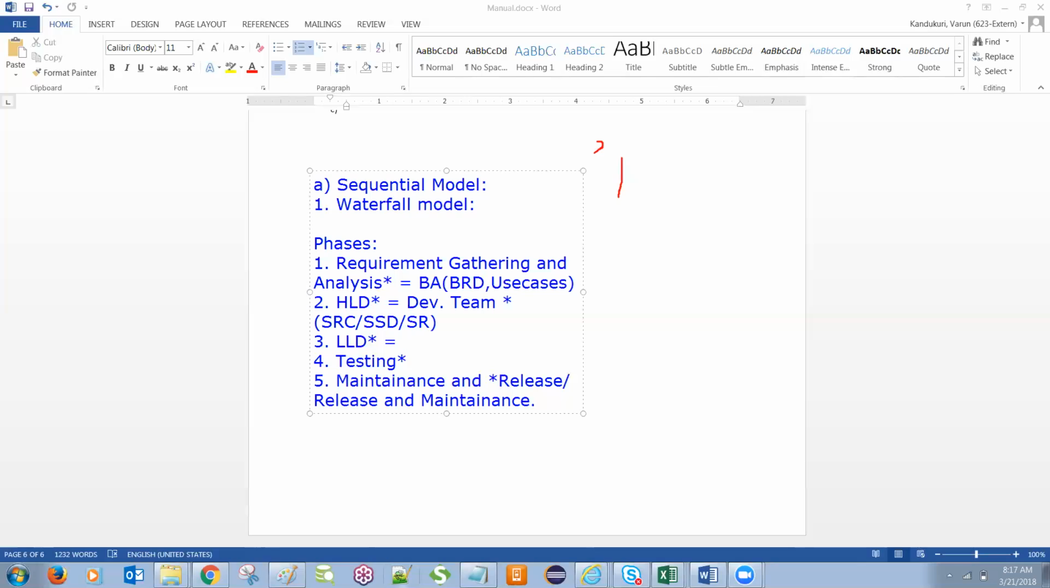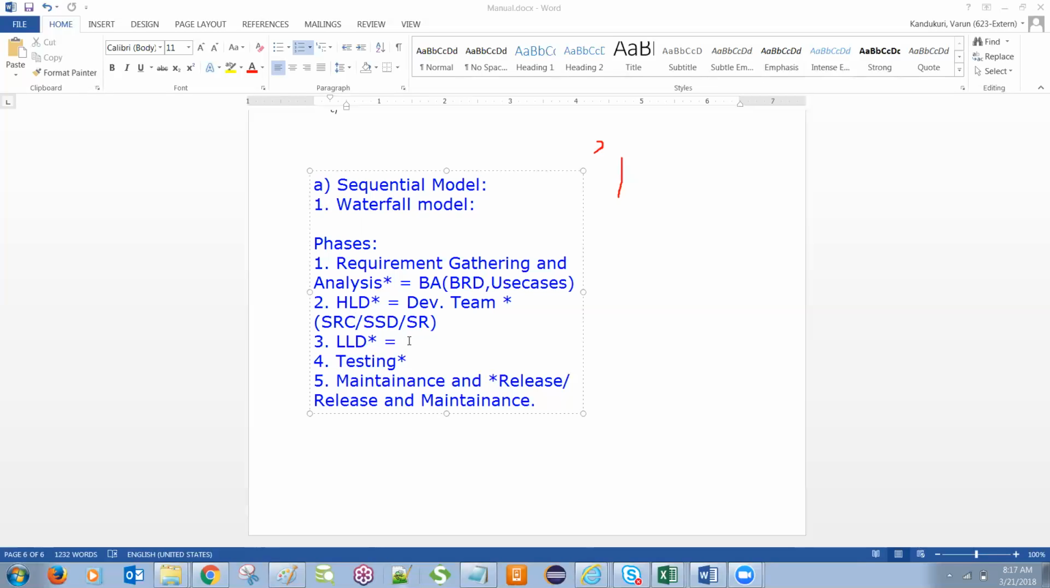And then that phase will be completed, and they will prepare one document. That document we will call a system specification document, or system requirement document, or system requirement consolidated document, whatever way we call it. They will prepare one document in a high level way, and they will keep it with themselves. And after completion of that phase, the low level design phase comes into the picture.